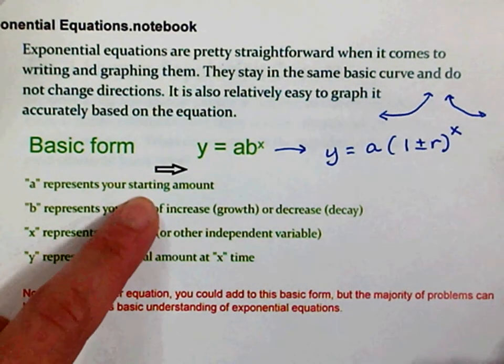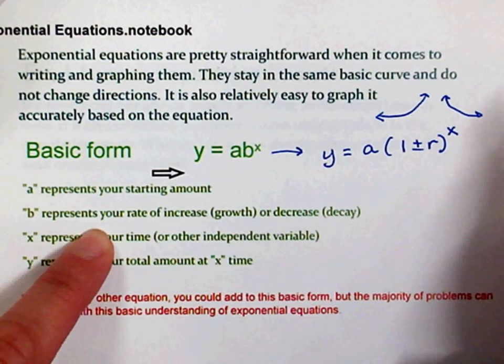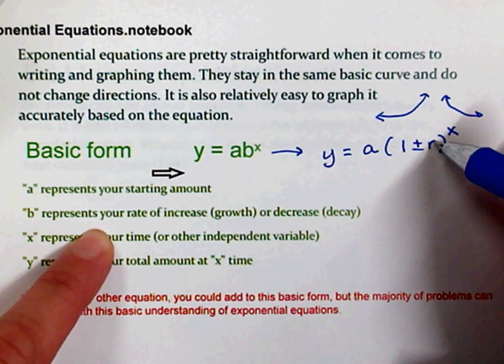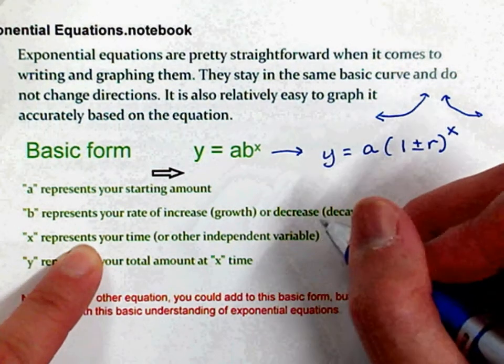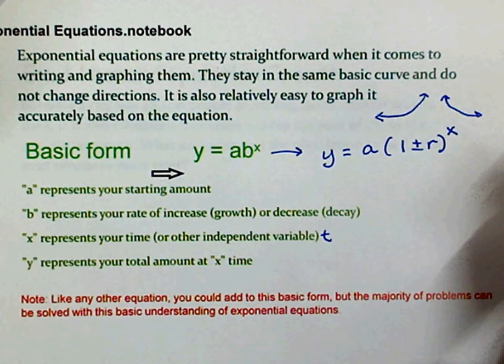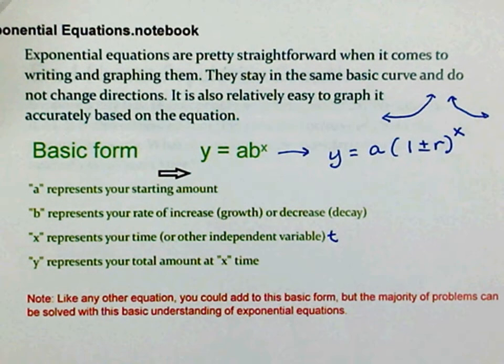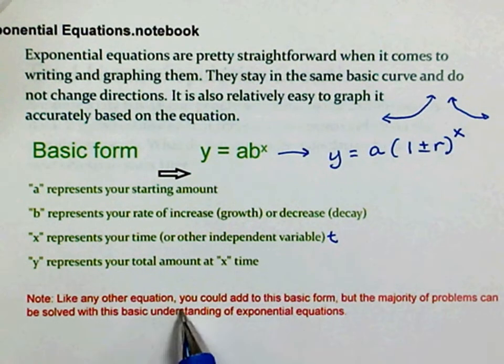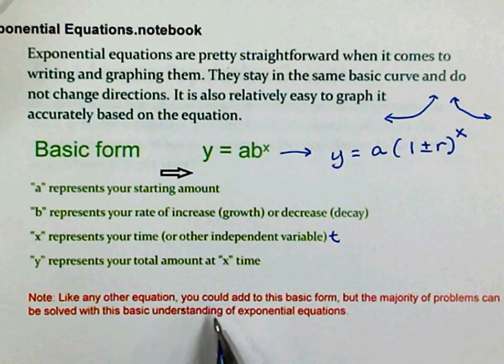A represents the starting amount. B represents the rate of increase, whether it's a growth or a decay. So if it's greater than 1, it's a growth. Less than 1, it's a decay. X represents your time. Sometimes we use the letter t, same thing. And Y represents your amount. Okay? Like other equations, you can add to this basic form, but the majority of the problems can be solved with this basic understanding of an exponential equation.